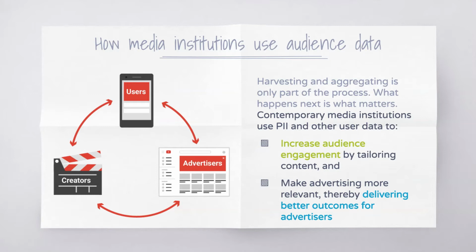Contemporary media institutions will use personal identifiable information and other user data to increase audience engagement by tailoring content to their particular needs, as well as making advertising more relevant by targeting specific ads to specific users, thereby delivering better outcomes for their advertisers. At the end of the day, services that are free to use, such as YouTube or TikTok, are not products for you, the user, but actually you, the user, is the product for their advertisers.